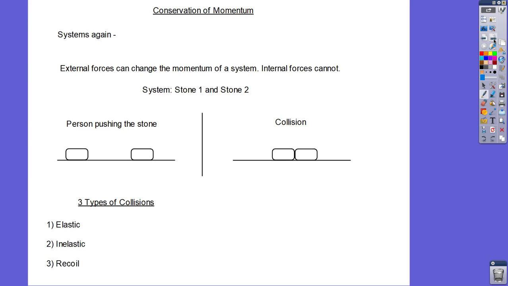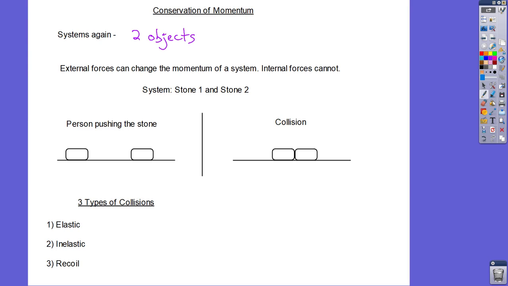So the next slide, we're talking about conservation of momentum. And we need to talk about systems again, because we need to decide whether we have internal or external forces. For momentum problems, almost always, I can't think of a time where it's not true, you are going to have two objects in the system. And it's usually only two objects.